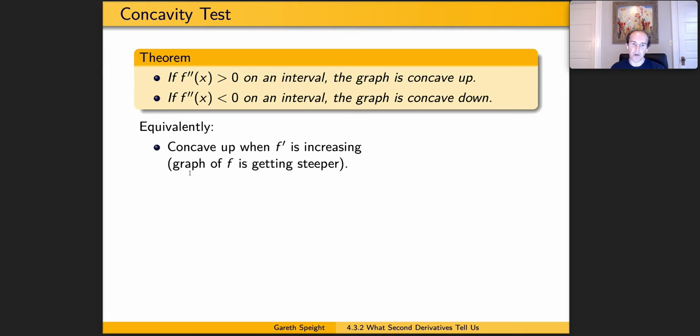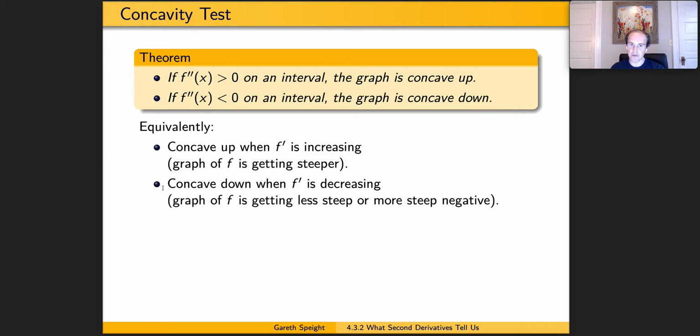Okay. And equivalently, as we kind of hinted at, concave up means that the second derivative is positive. And remember, the second derivative is the derivative of f prime. So if the second derivative is positive, that means that f prime is increasing, or in other words, the graph of f is getting steeper. And it's concave down when the second derivative is negative, which means the first derivative is decreasing, which means the graph of f is getting less steep or more steeply negative.